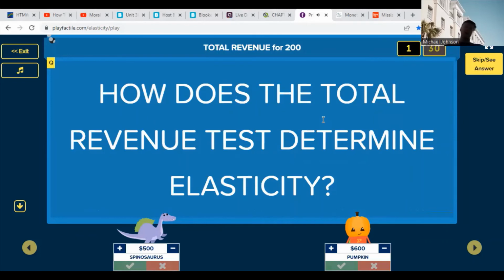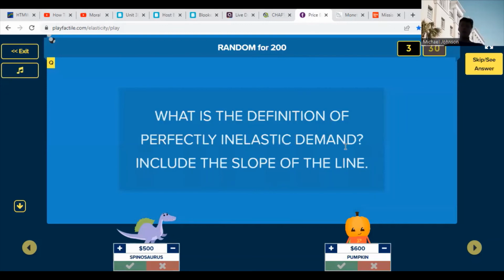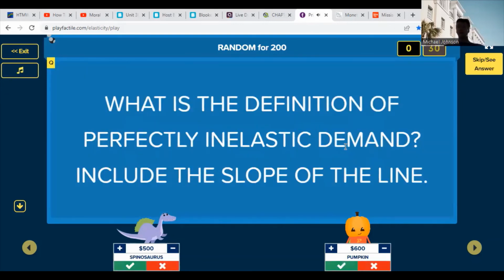How does the total revenue test determine elasticity? So if price increases and revenue increases, then the product is inelastic. But if price decreases and revenue increases, the product is elastic. What is the definition of perfectly inelastic demand? Include the slope of the line.